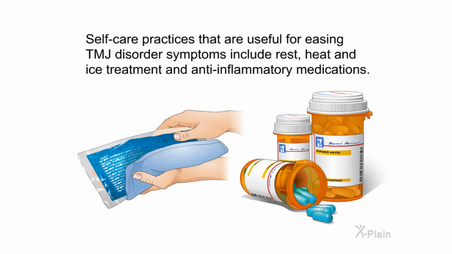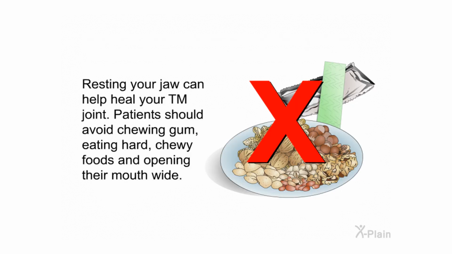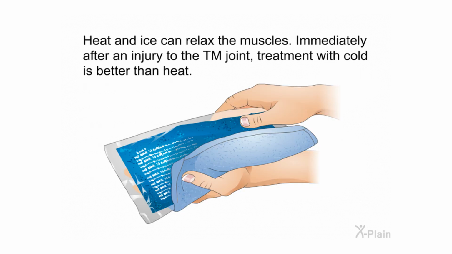Self-care practices that are useful for easing TMJ disorder symptoms include rest, heat, and ice treatment, and anti-inflammatory medications. Resting your jaw can help heal your TM joint. Patients should avoid chewing gum, eating hard, chewy foods, and opening their mouth wide. Heat and ice can relax the muscles. Immediately after an injury to the TM joint, treatment with cold is better than heat.